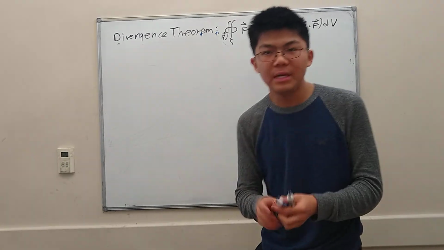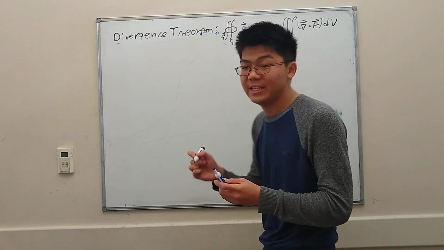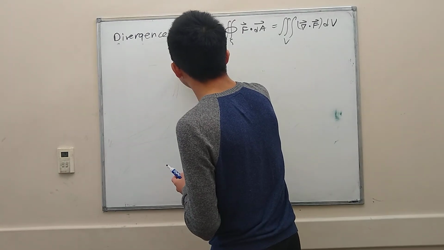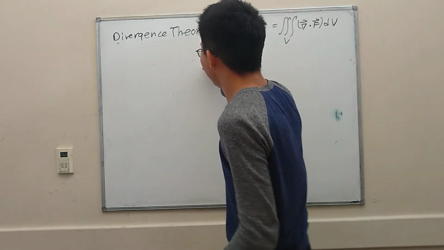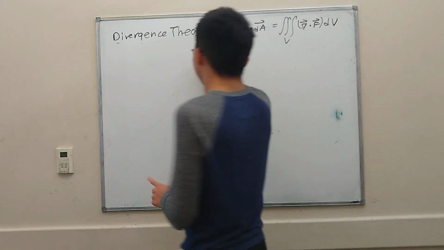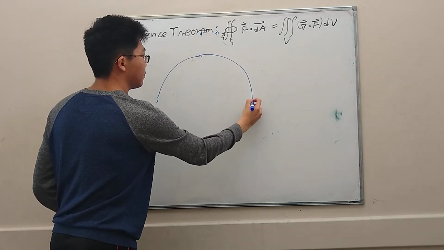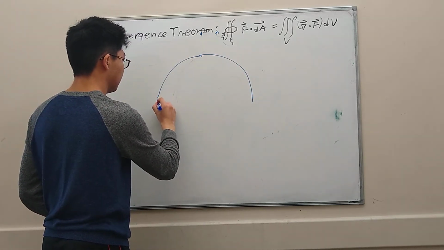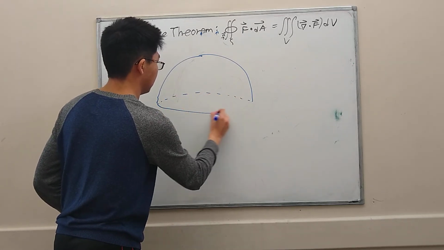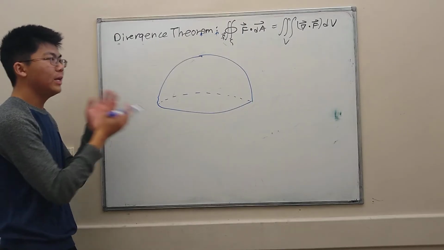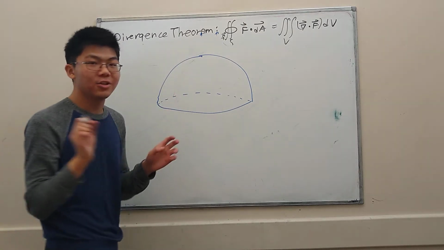So, let me give you this example. Let's say we have half a sphere. This marker's running dry. Let me just use the blue one instead. So let's say we have this hemisphere here. So we have half a sphere, and our vector field, again, is going to be a simple one.